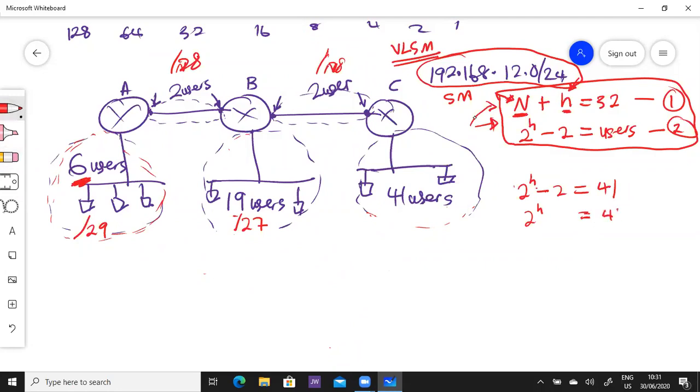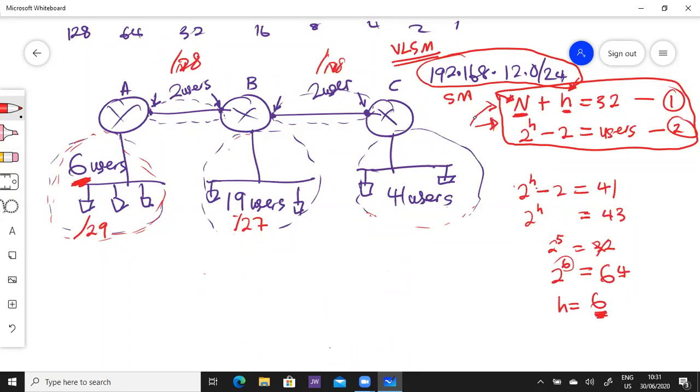So let's do our trial and error. This time, let's start from 2 raised to the power 5, because we already know that 2 raised to the power 5 is equal to 32, less than 43. So we will not accept that. We go to the next integer, 2 raised to the power 6 is 64. We accept it. So our h will be 6.